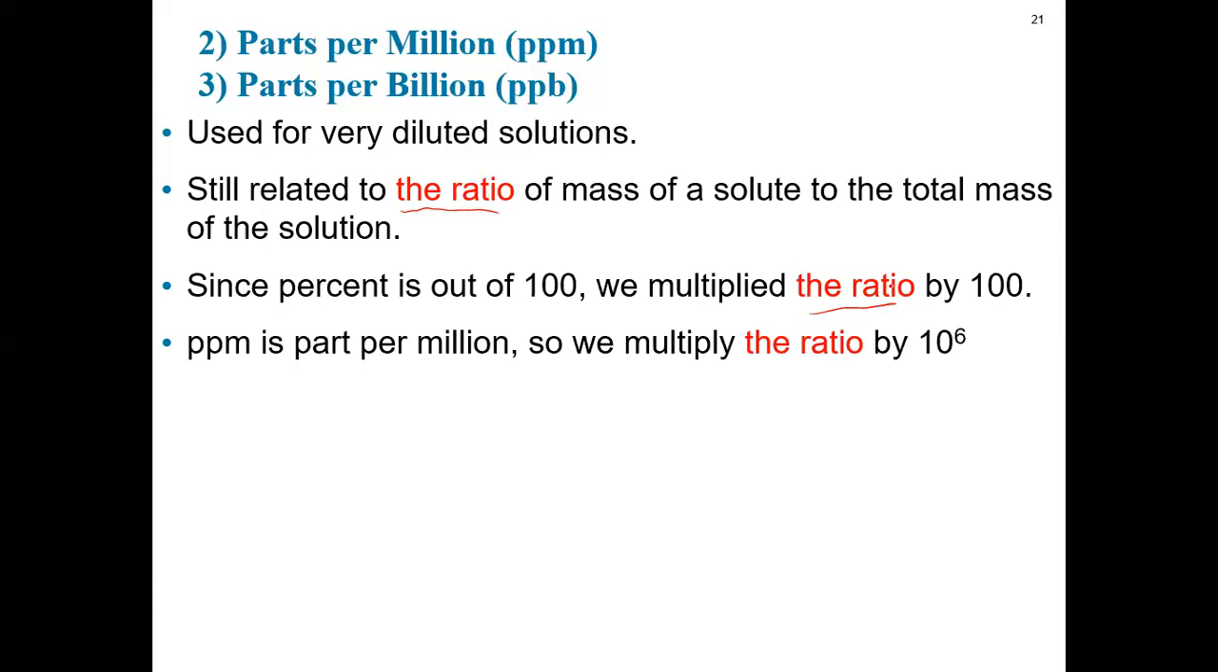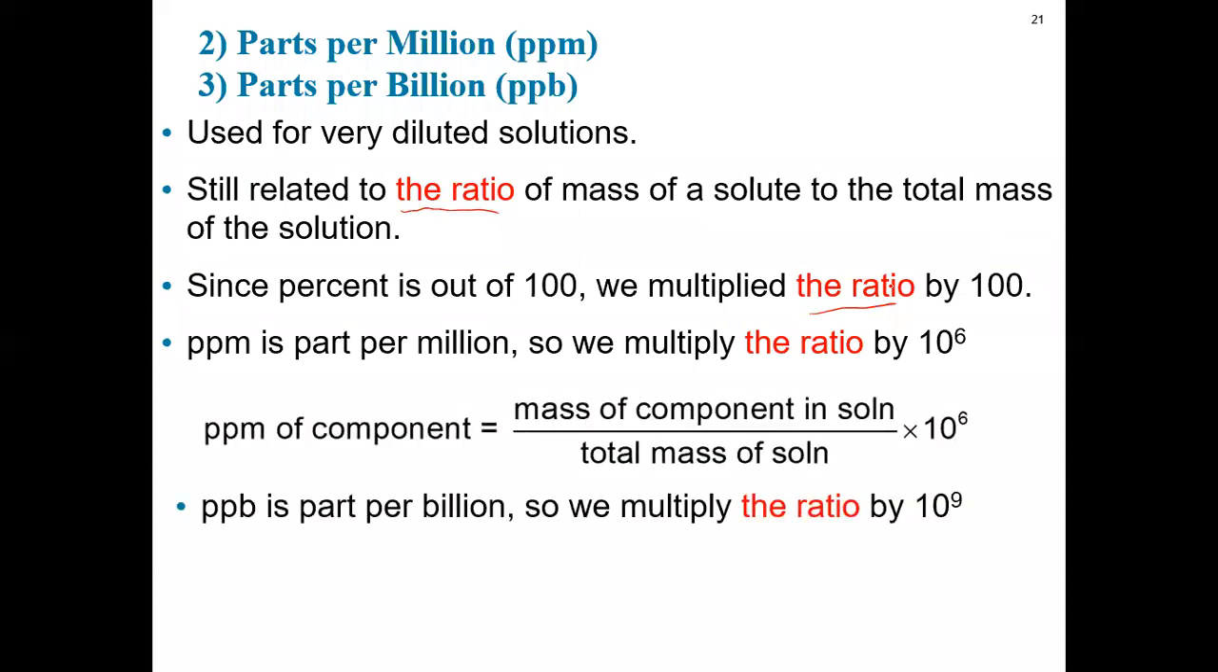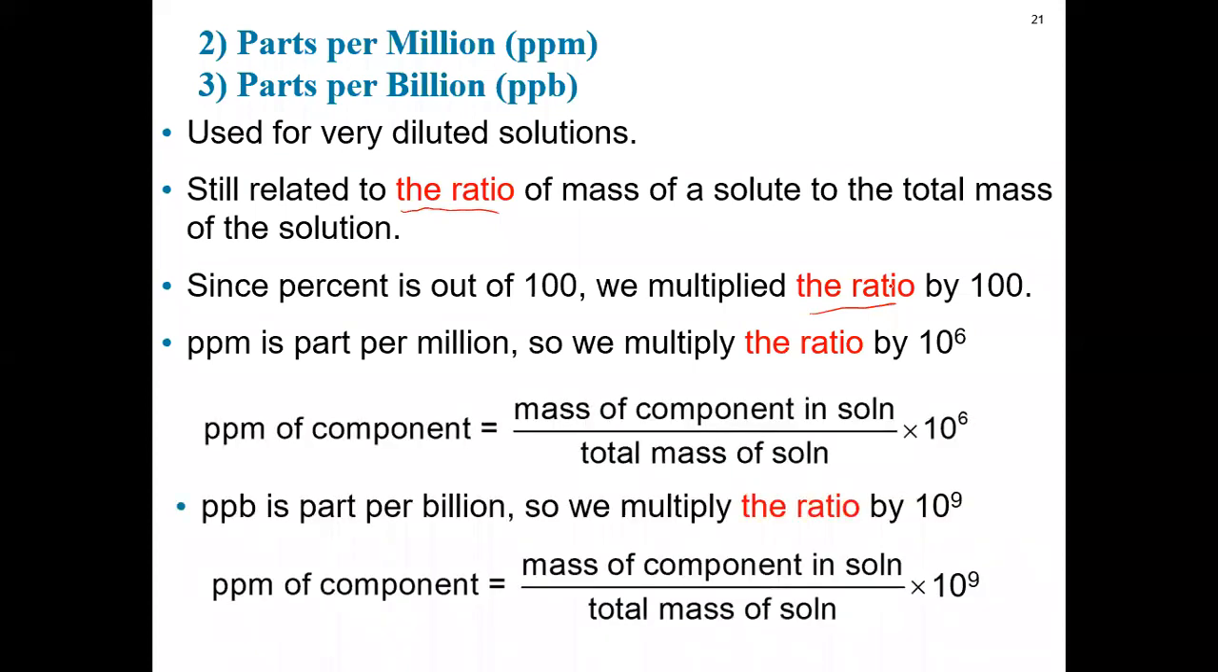By a million, you say. Okay. Similarly, if you want to calculate the ppb, you multiply the ratio by what? 10 to the 8th or 10 to the 9th? Yeah, a billion, 10 to the 9th. Okay, so that's how we calculate ppb, ppm, and mass percent.